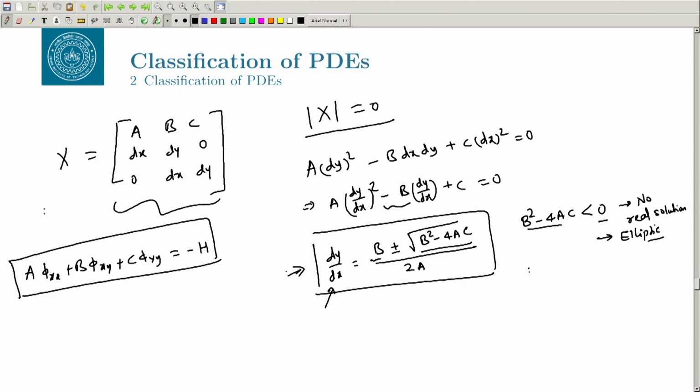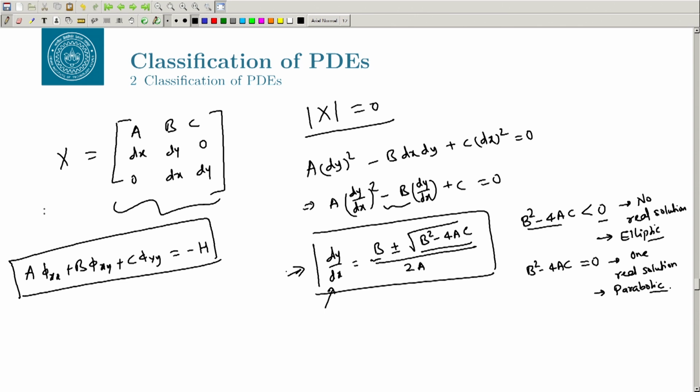The second condition could be B square minus 4AC is equal to 0, right. In this case, you can have just one real solution, and this kind of equation is called the parabolic equation.